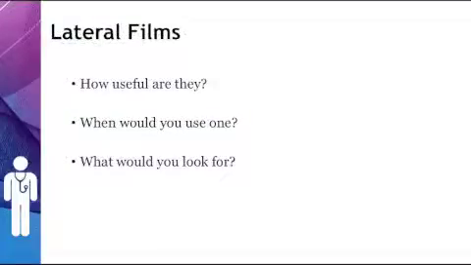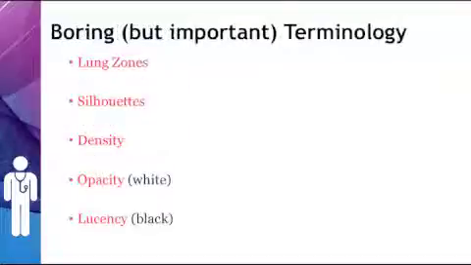Generally I don't find lateral films that useful, but if you're going to use one, it's usually for defining masses and looking closely at the level of the various opacifications you might have. You can define the anatomy of the various lobes more clearly in the lateral film. It's pretty boring, but you need to know about the various lung zones, the silhouettes, densities, as well as the terminology of opacification and lucency.